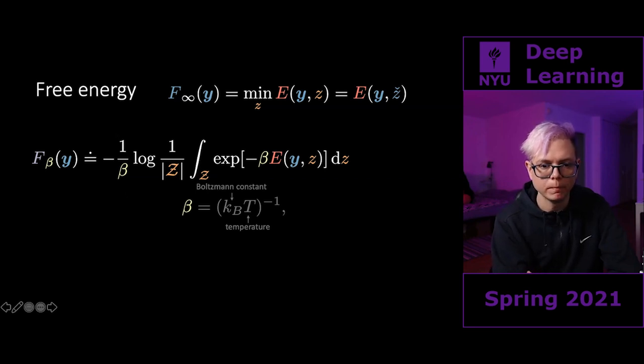Anyway, so let's look at this equation. What is it? My free energy is going to be minus 1 over beta, which allows me to later on cancel with this beta, log of what? 1 over the length of this domain, times the summation of these exponential terms, exponential of these negative energies, like minus beta times the energy, right? Multiplied by the dz.